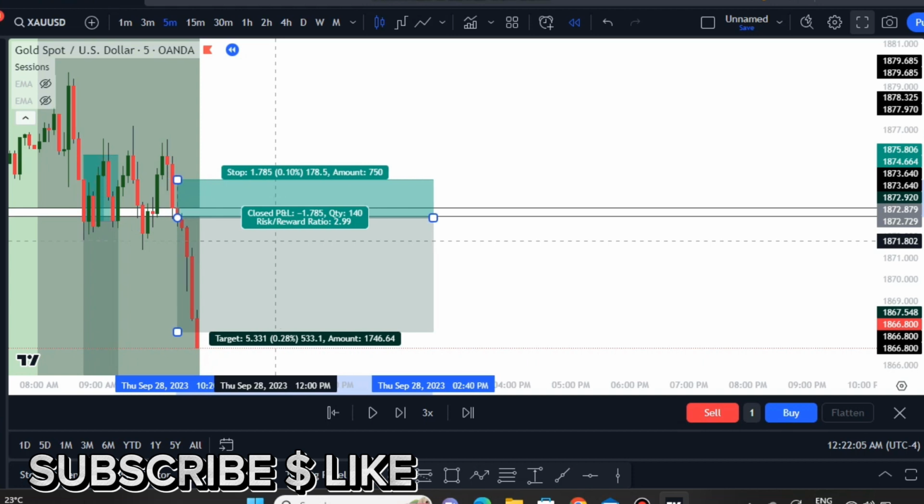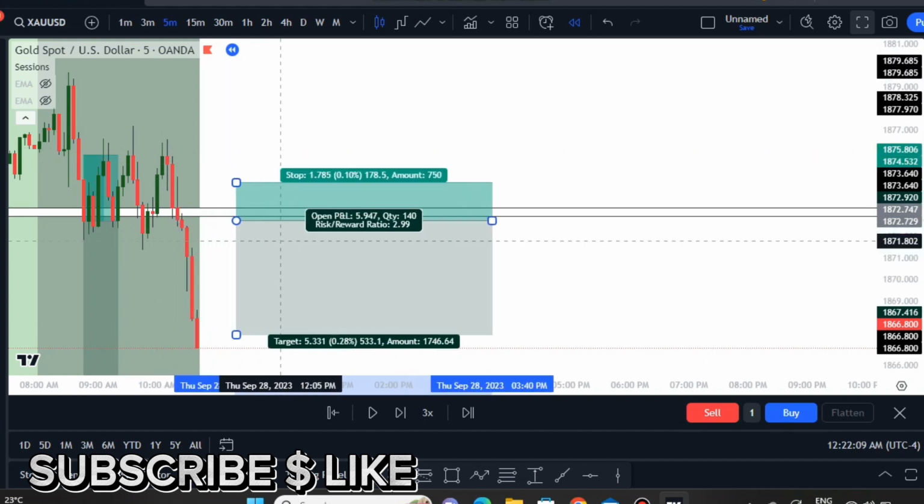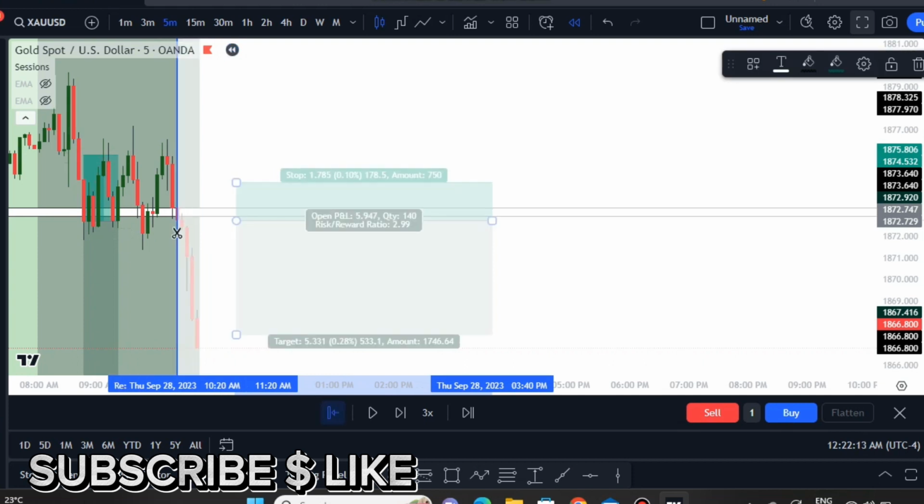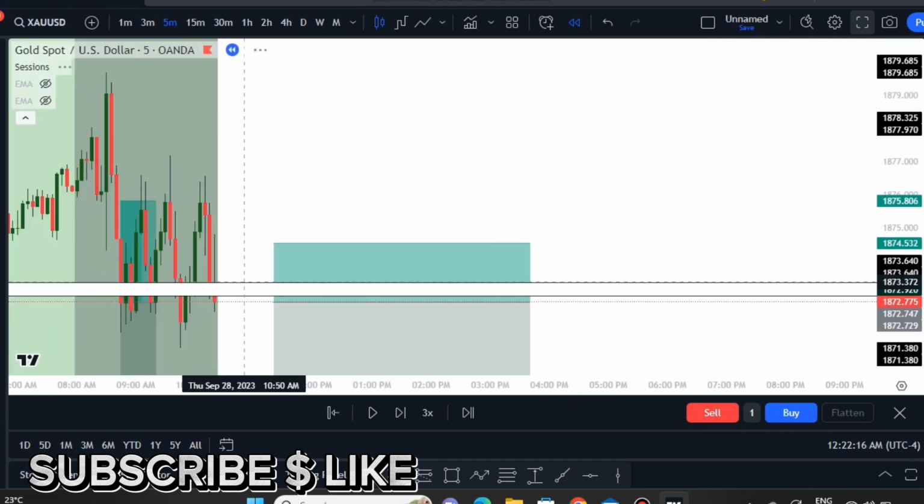So look what happened here. Later on, there is a rejection. This next candle that started forming here, this is it. Very, very simple. So what will I wait for? I would not just enter here because of what I said.